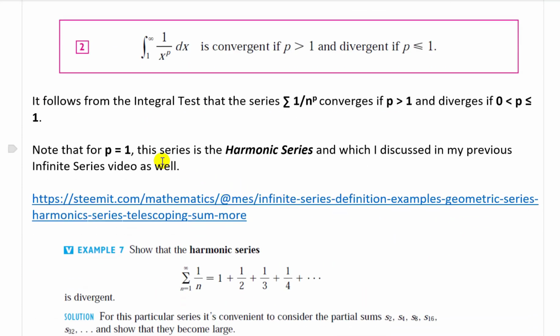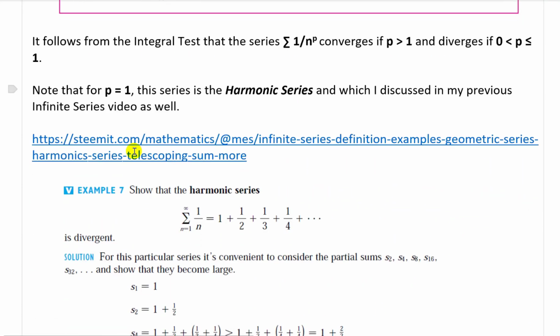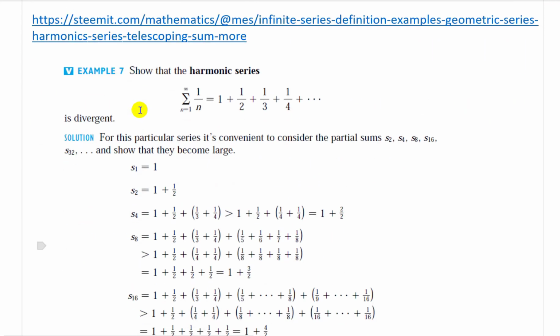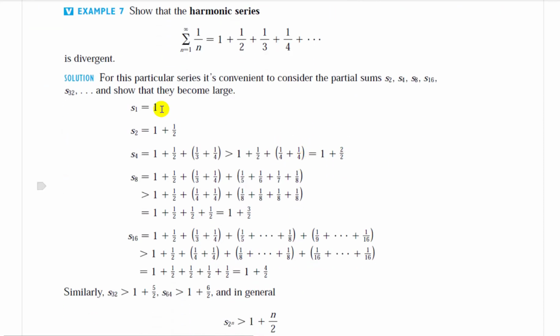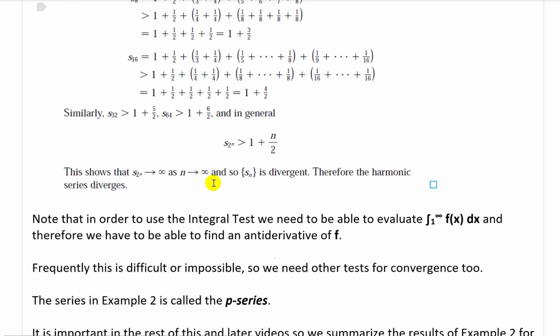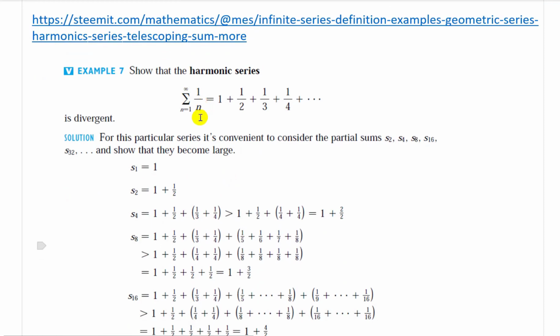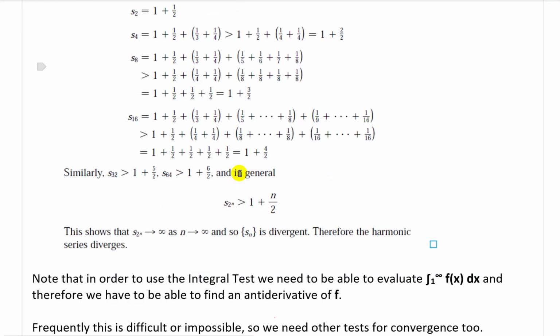Going further, note that for p equal to 1, this series is the harmonic series, which I discussed in my previous infinite series video as well. Make sure to watch my earlier videos because everything follows up in all other videos. So if p is equal to 1, we have 1 over n to the power of 1. That's just the harmonic series: 1 plus 1 over 2 plus 1 over 3 plus 1 over 4 and so on. The proof that I showed was that it is actually divergent, even though the term 1 over n goes to 0 as n goes to infinity.